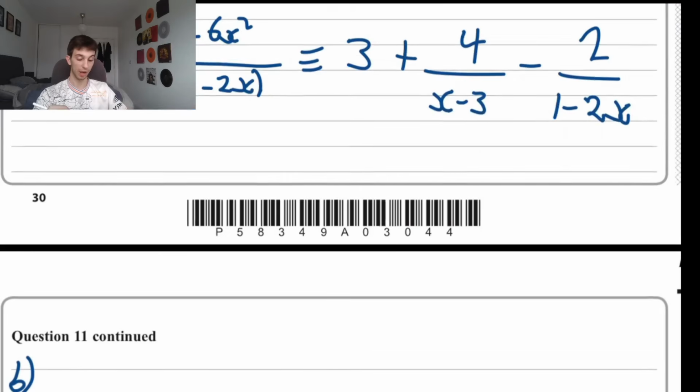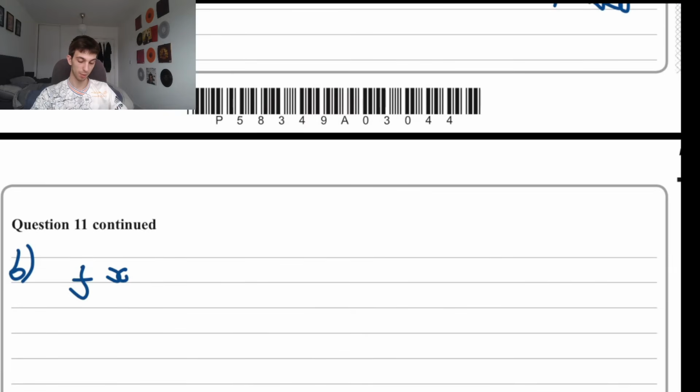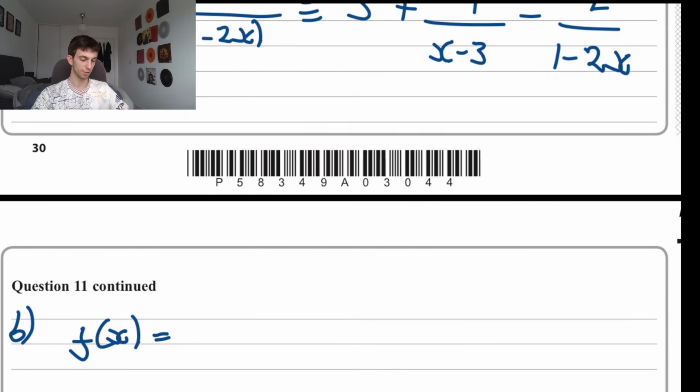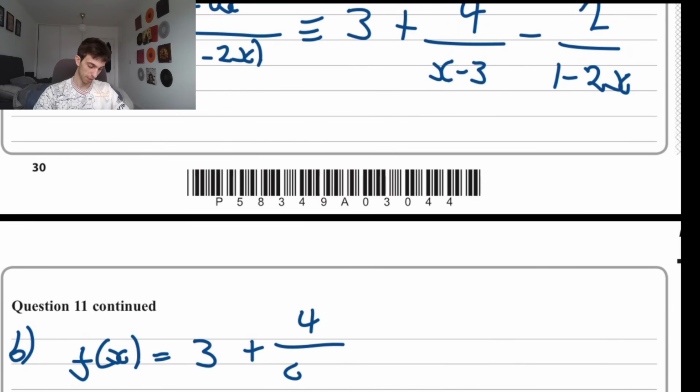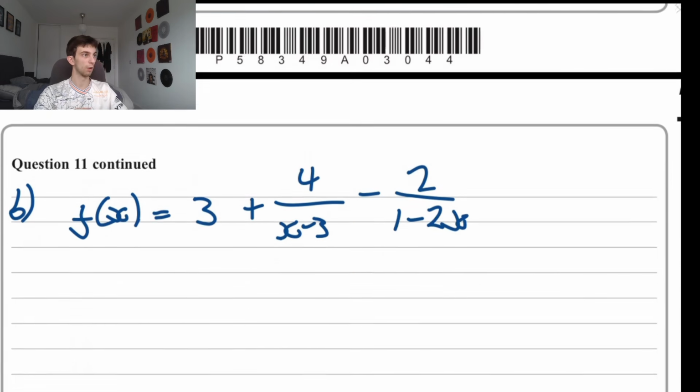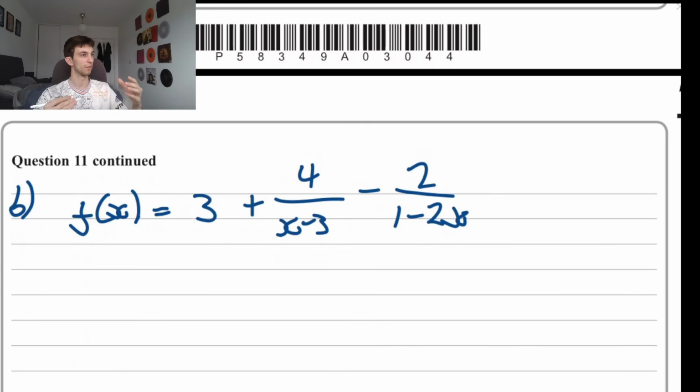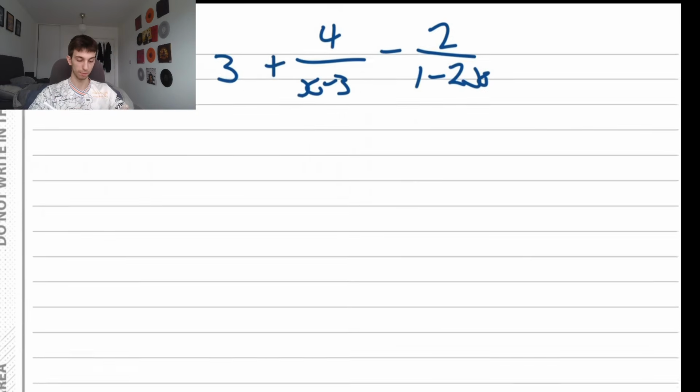So first things first, we're going to have to write our function out in partial fraction form, otherwise they wouldn't have asked us to find it. So we have 3 plus 4 over x minus 3, take away 2 over 1 minus 2x. Now when we're differentiating or integrating, we want to write this as a power. In other words, this denominator, x minus 3, we're going to write as 4 multiplied by x minus 3 to the power of minus 1, okay?